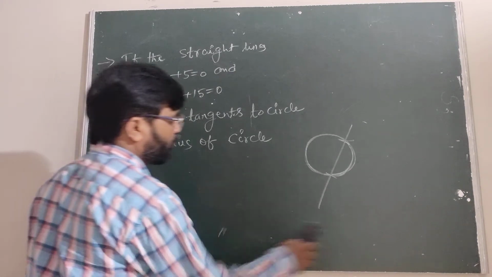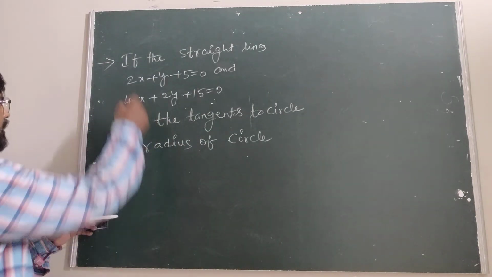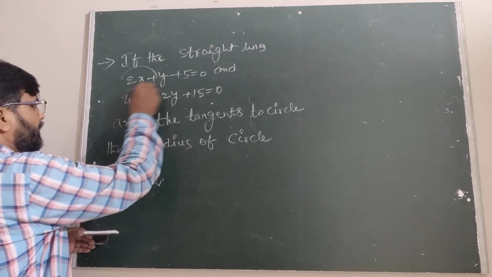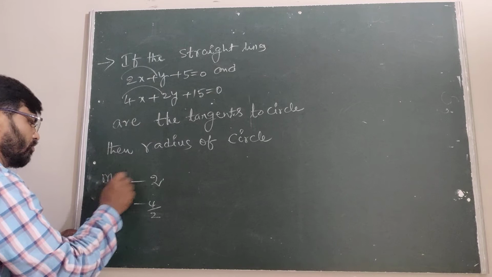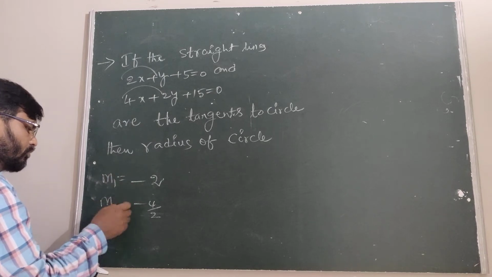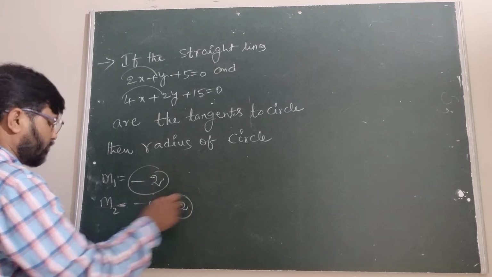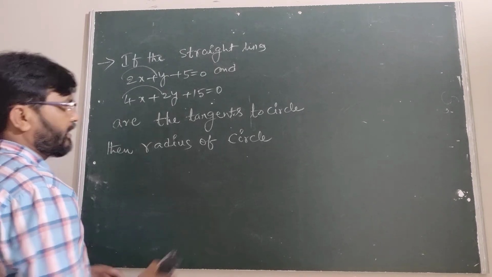The given two lines are tangents. Our observation is that the slope of the first line is minus 2 and the slope of the second line is minus 4 by 2. This is m1, this is m2, and this is minus 2. When m1 equals m2, the slopes are equal, so they are parallel tangents.